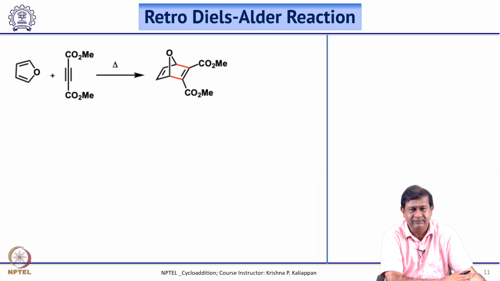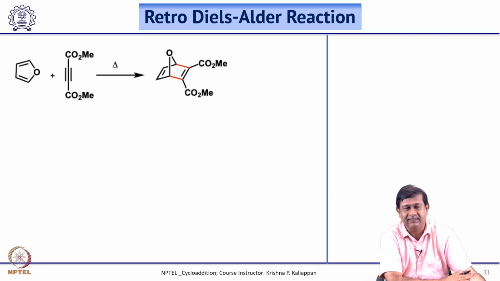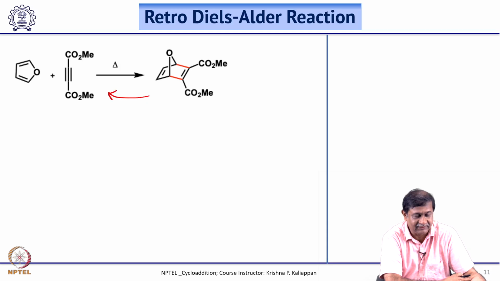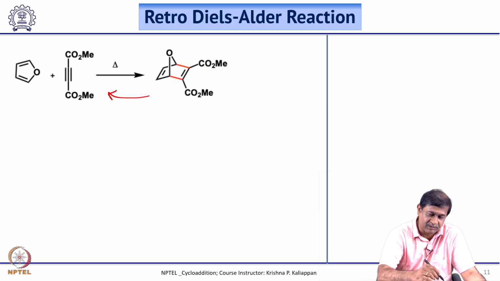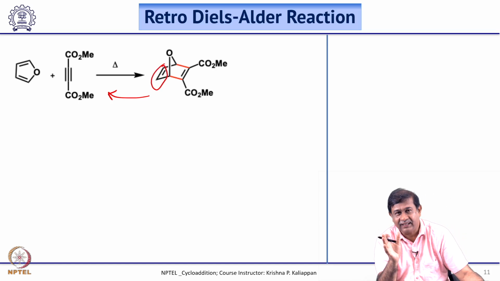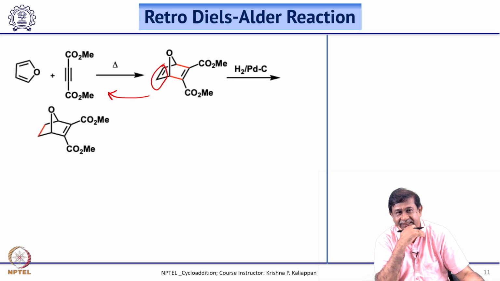So, you can take furan and then treat with dimethylacetylene dicarboxylate, and then if you heat it further, the retro Diels-Alder reaction is one way to get back the starting material, that is furan and dimethylacetylene dicarboxylate, but you can also see another stable molecule. When it undergoes retro Diels-Alder reaction, that will be acetylene.